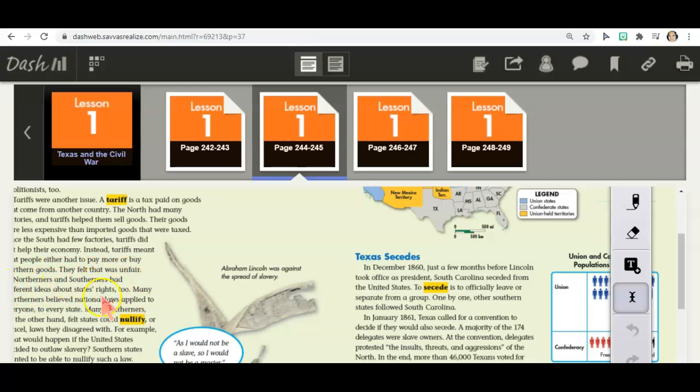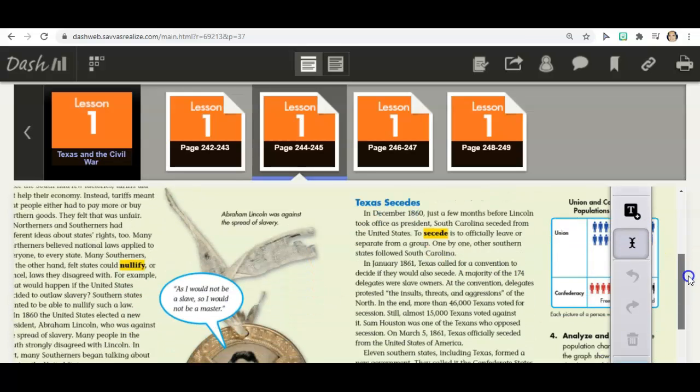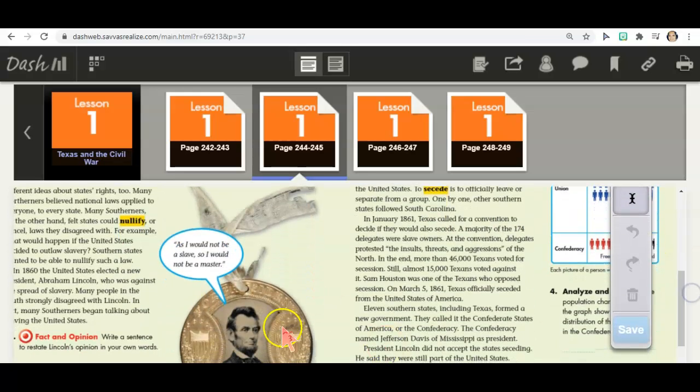Northerners and Southerners had different ideas about states' rights too. Many Northerners believed national laws applied to everyone, to every state. Many Southerners, on the other hand, felt states could nullify or cancel laws they disagreed with. For example, what would happen if the United States decided to outlaw slavery? Southern states wanted to be able to nullify such a law.